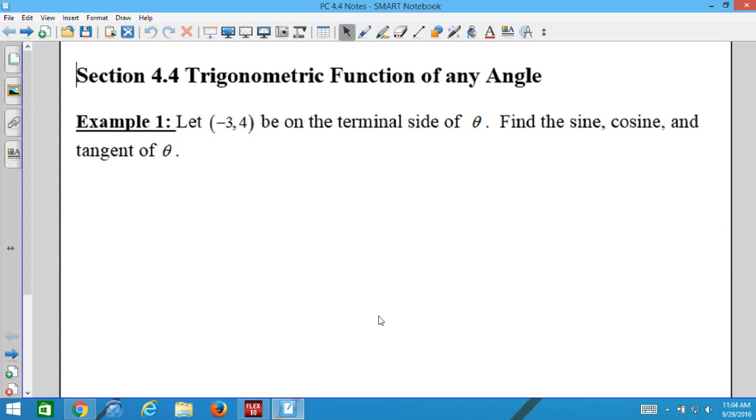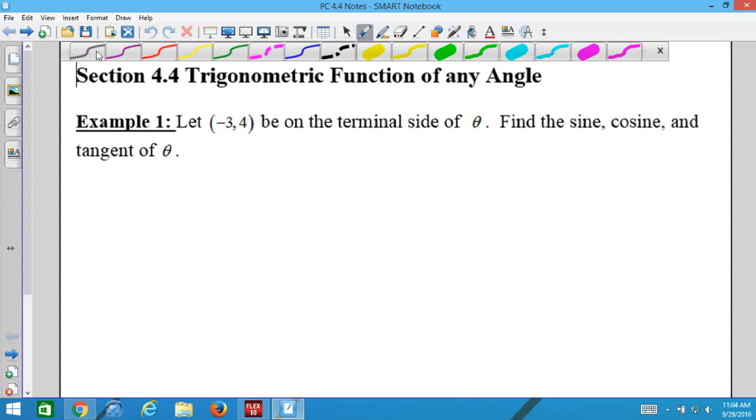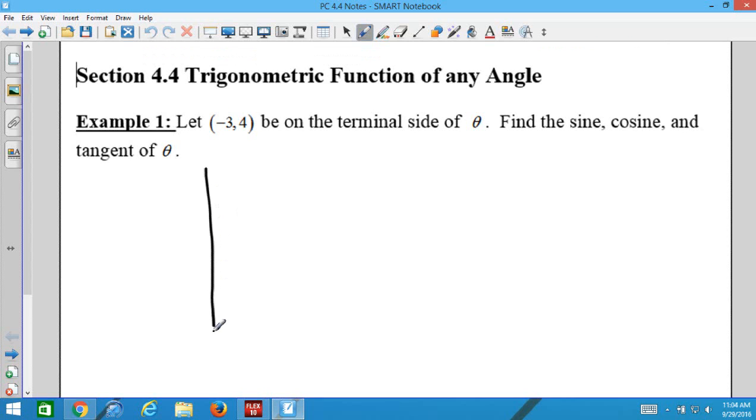Wait, what do you mean? We've got to find sine, cosine, tangent. Where would be a good place to start? They've given us an ordered pair. Graph it. Let's graph it. Yeah, we'll do it. So (-3, 4).